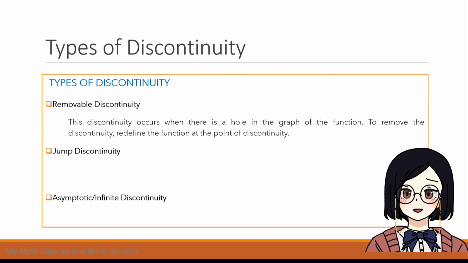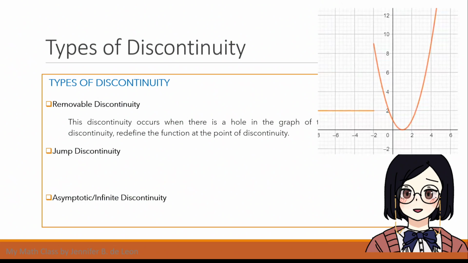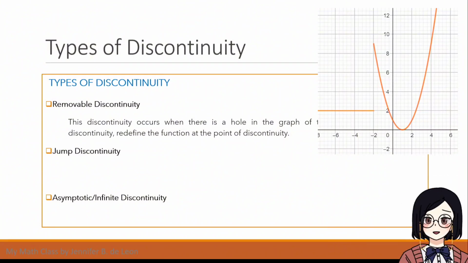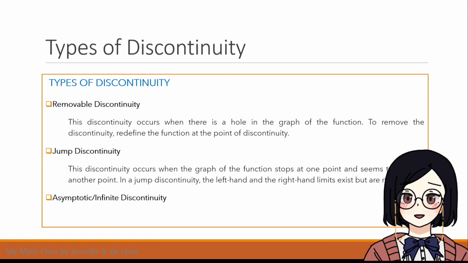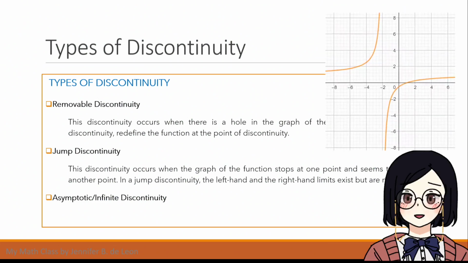The jump discontinuity occurs when the graph of the function stops at one point and seems to jump to another point. In a jump discontinuity, the left hand and the right hand limits exist but are not equal. For asymptotic or infinite discontinuity, this occurs when at least one of the two limits is infinite.